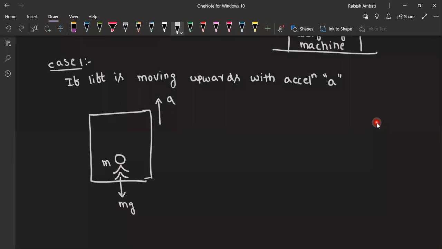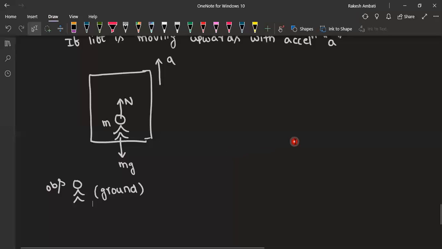Now what is the direction of the normal force acting on the man by the lift surface? Upwards. So the normal force acts on the man in the upward direction. Here I'm doing this question by taking an observer standing on the ground. So does ground mean an inertial frame or a non-inertial frame? Inertial frame.